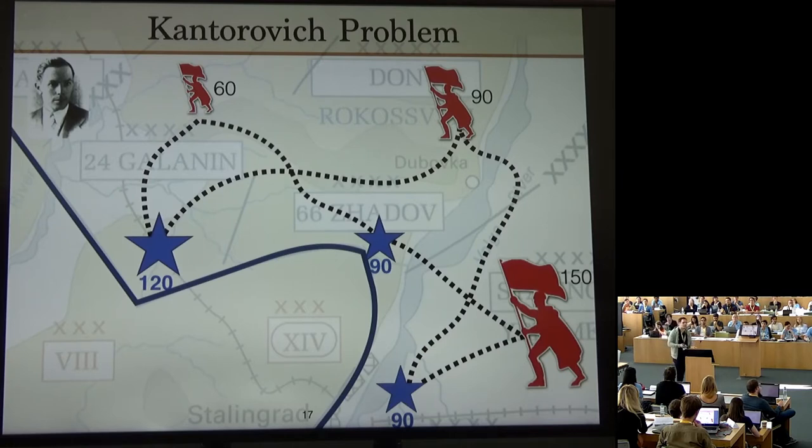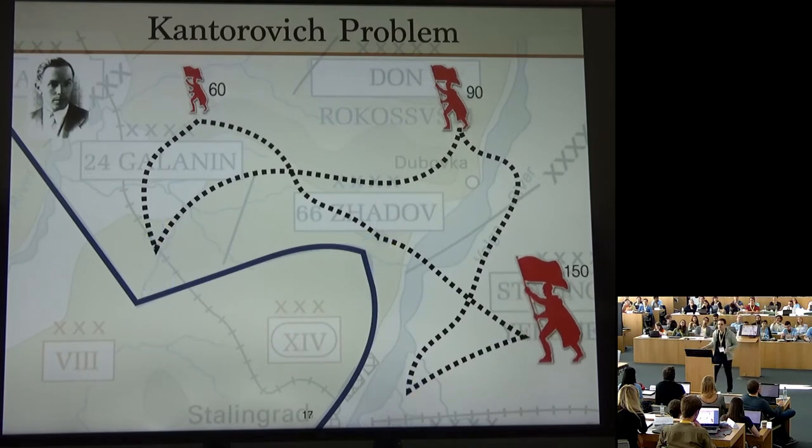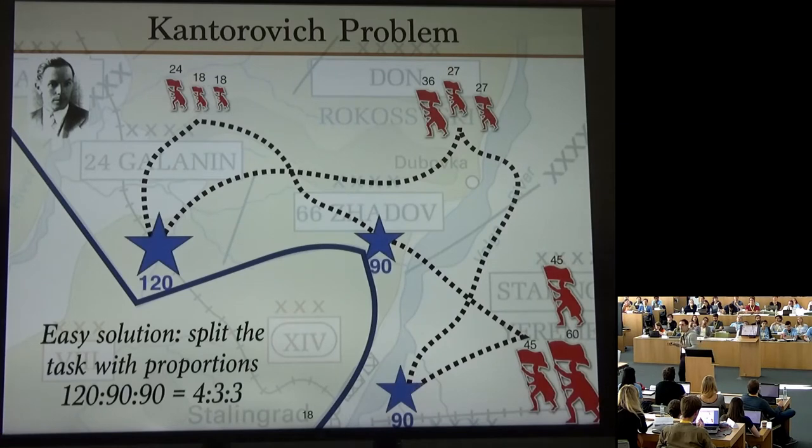Of course, if it was, for instance, 100, 100, 100, then one easy way would be to match entirely one barrack with one front line, etc. But here we have some mixture. And so what you could do is simply look at the proportions of the barracks. And the proportion of the front line is basically 120, 90, and 90. So it's 4 to 3 to 3.